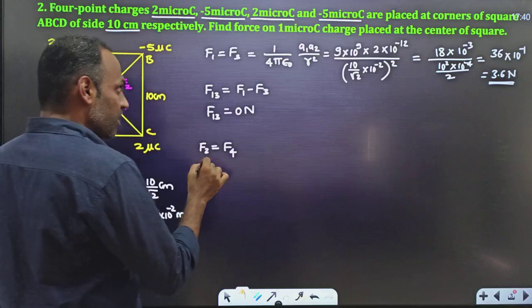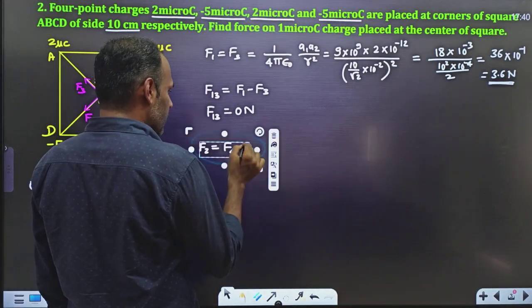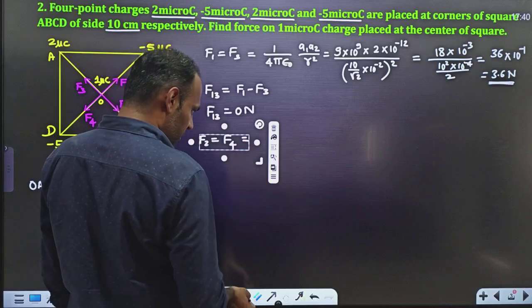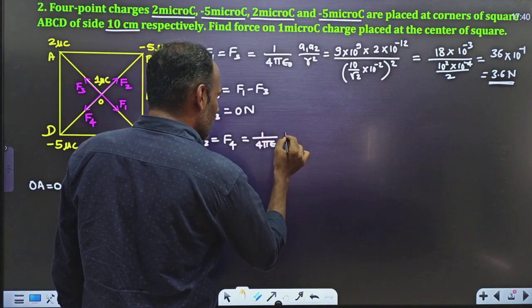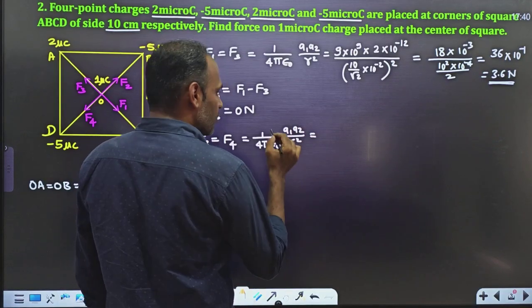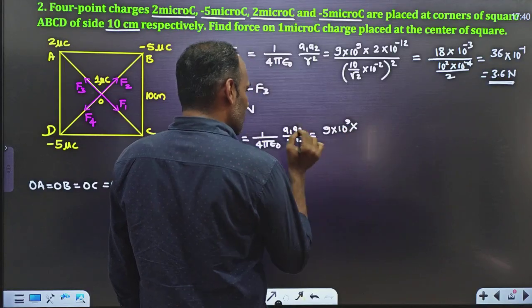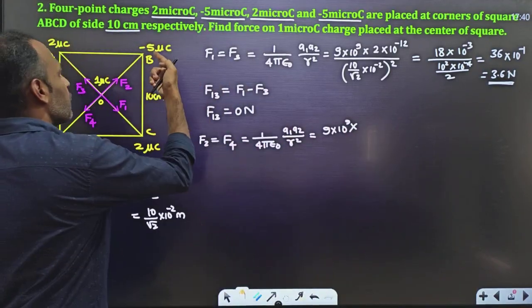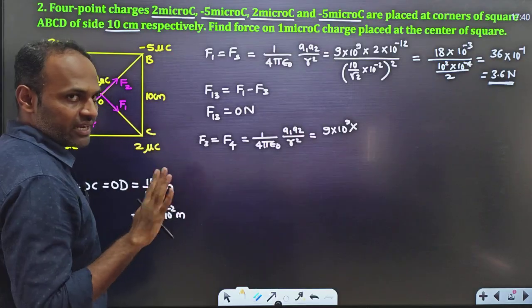Similarly, calculate F2 and F4. If you want to calculate F2 and F4, again we have to first write the formula. Formula is 1 by 4 pi epsilon naught Q1 into Q2 divided by R square. Right? What is 1 by 4 pi epsilon naught? It is 9 into 10 raised to 9. Q1 into Q2, 5 micro into 1 micro. Here this is Q1, this is Q2. Don't take the sign here.